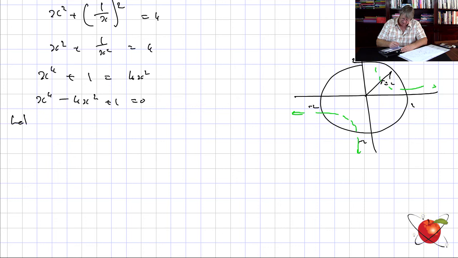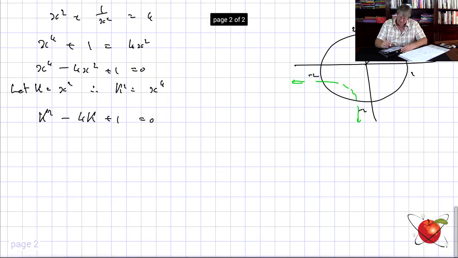K method. Let k equal x squared. Right? Therefore, k squared is x to the fourth. So I've got k squared minus 4k plus 1 equals 0. And we solve that. Okay? Now, I didn't say it was going to be pretty, and it's not.